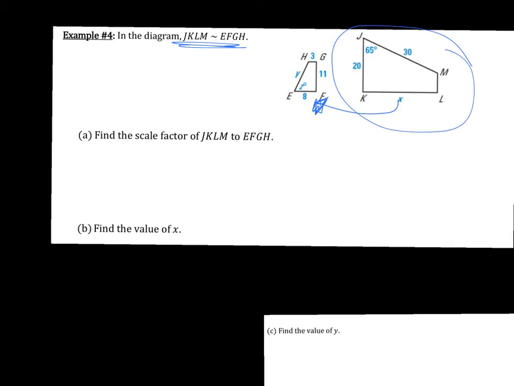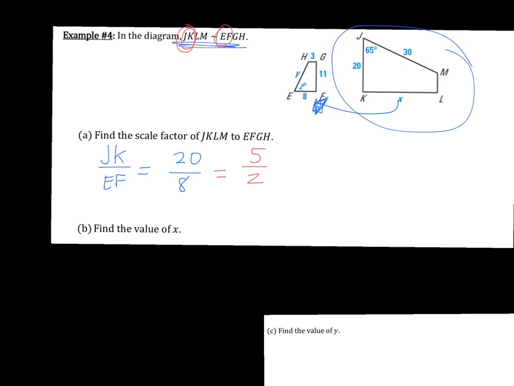Okay, so to find my scale factor, I just really need any sides that I know the lengths of on both polygons. So for instance, I know JK and I know EF, so I'm going to use that to find my scale factor. So I'm going to do JK over EF. JK is 20, EF is 8, and I got that from JK, EF in my similarity statement. So 20 over 8 simplifies to 5 over 2. That's going to be my scale factor that I'm using here. To find x, I'm going to set up a proportion.